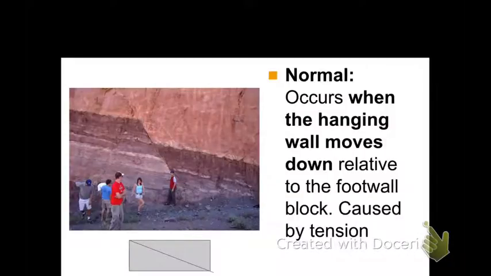So there are three types of faults. This is the first type of fault. So we have three total. This is number one. A normal fault is when the hanging wall moves down. And we're always looking at it relative to the foot wall.